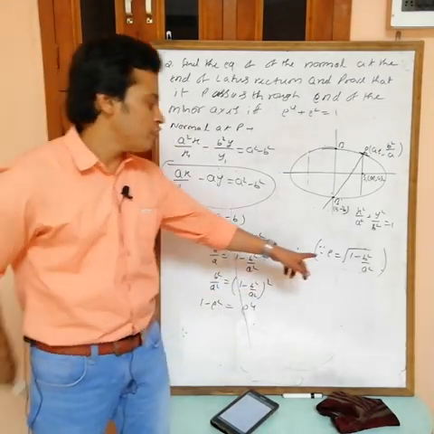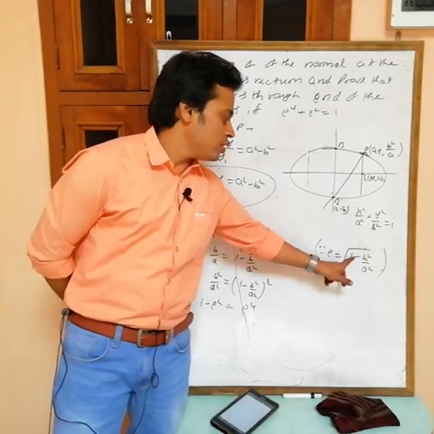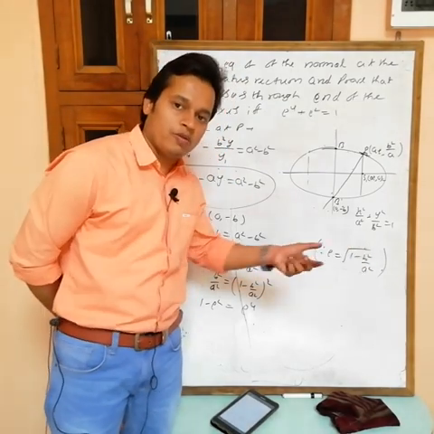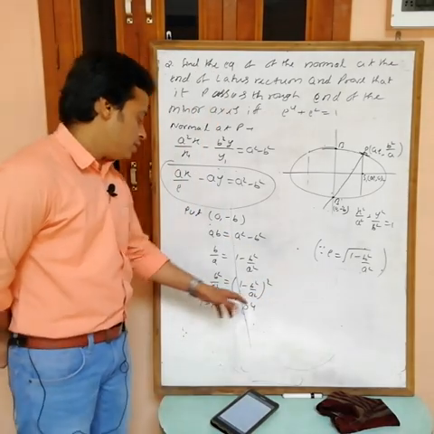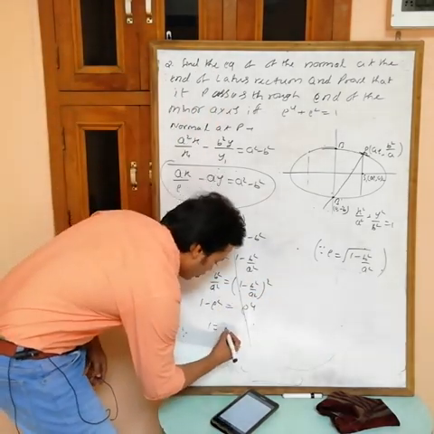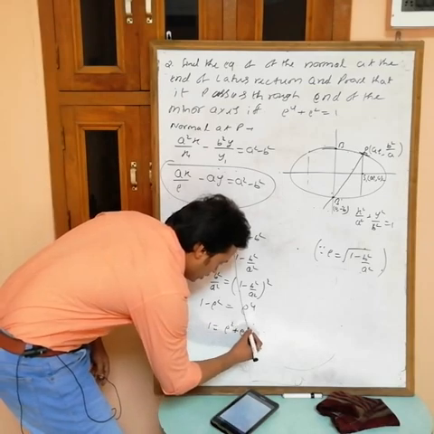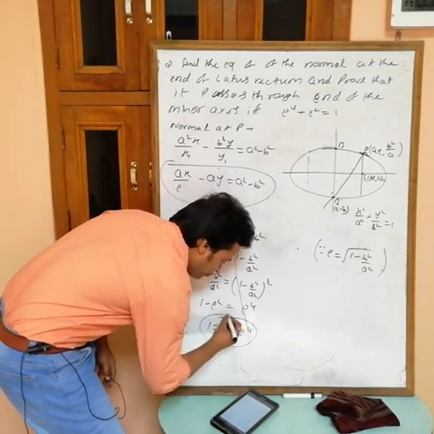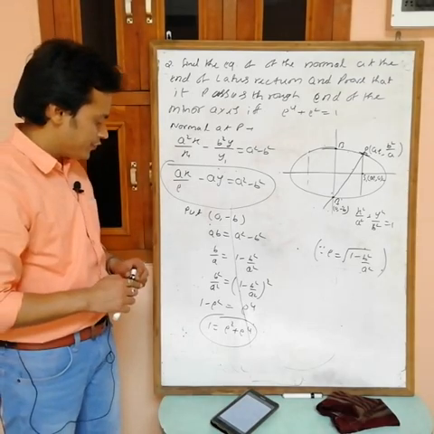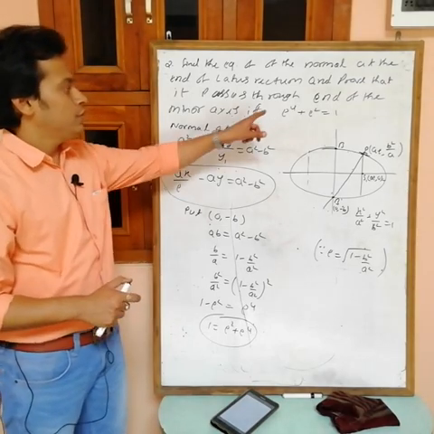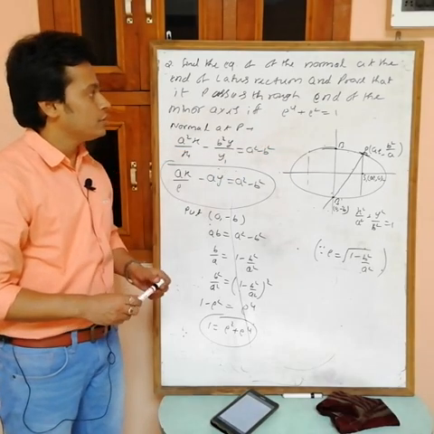From this one also you can find e square equals 1 minus b square by a square, so b square by a square is 1 minus e square. Writing e square on this side, we get 1 equals e square plus e power 4. Done now. So this is the required condition.